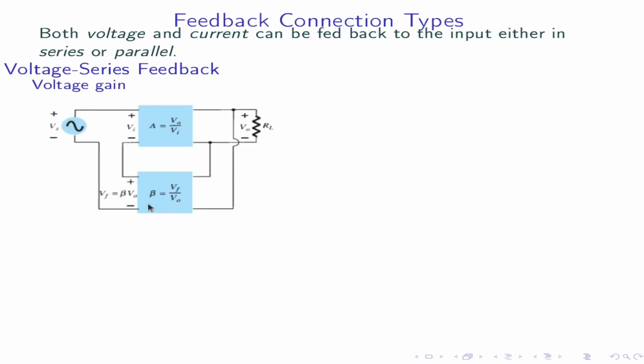A fraction of output voltage is fed back to the input in series. Vo is the output, and Vf by Vo is the feedback fraction. Thus Vf is equal to beta Vo, that is connected in series with the input signal. Voltage gain Af is equal to A by 1 plus beta A. Let us calculate input impedance.